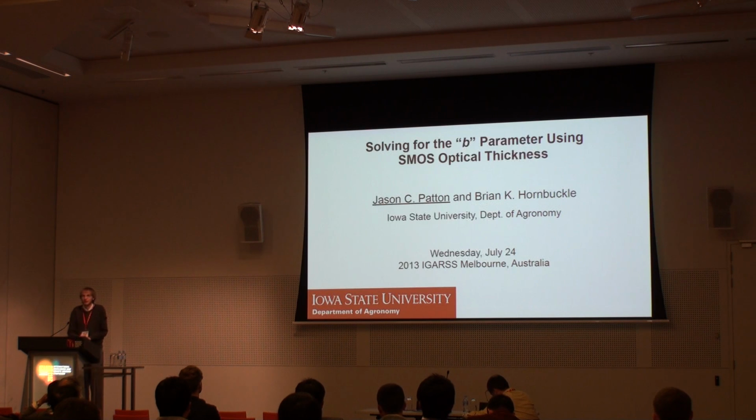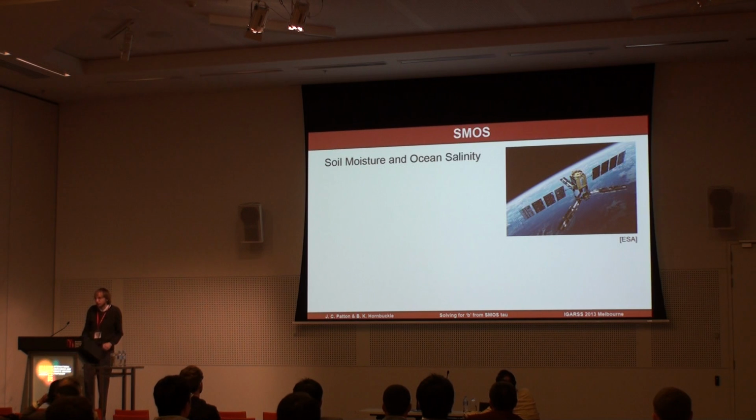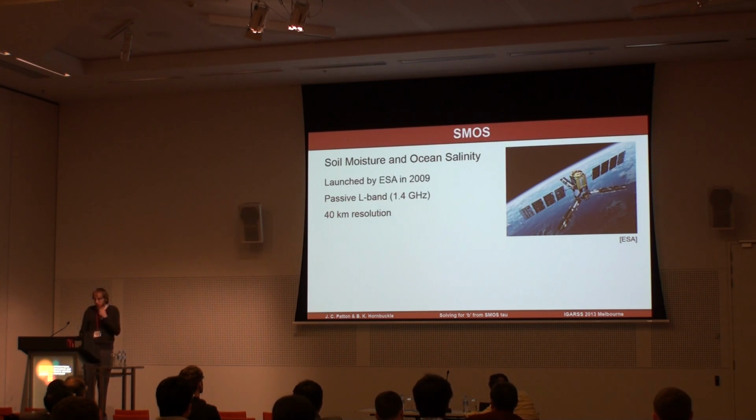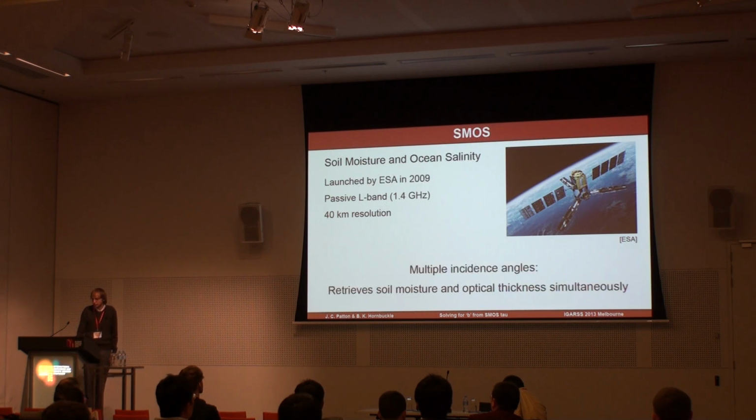And I'd like to acknowledge my co-author and advisor, Brian Normal. So first, what is SMOS? It stands for Soil Moisture and Ocean Salinity. It's the satellite mission that was launched by ESA a couple years ago. It's a passive L-band satellite, and it has a pretty large resolution, 40 kilometers. But that large resolution actually works really well for what we're trying to do because, as I'll explain a little bit more, it's about the same size as an Iowa county, and I can help explain what a county is in a little bit.